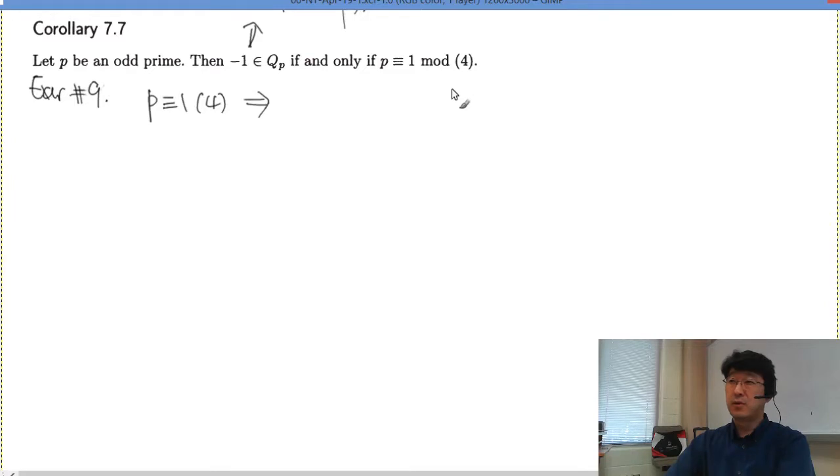Euler's criterion, right? How does it go? Something is raised to p minus 1 over 2, right? What is raised to p minus 1 over 2? Negative 1. Now you have a 50-50 chance. Is that going to be positive or negative 1?